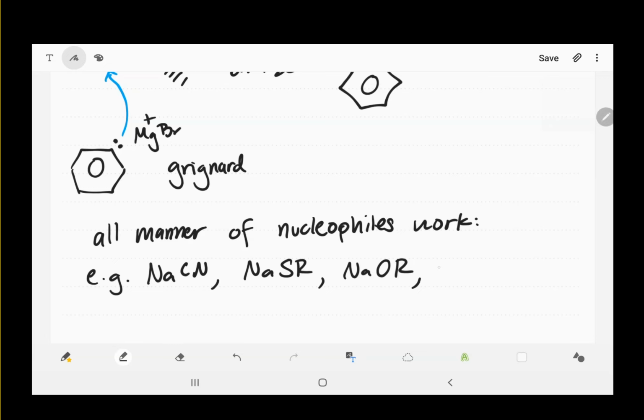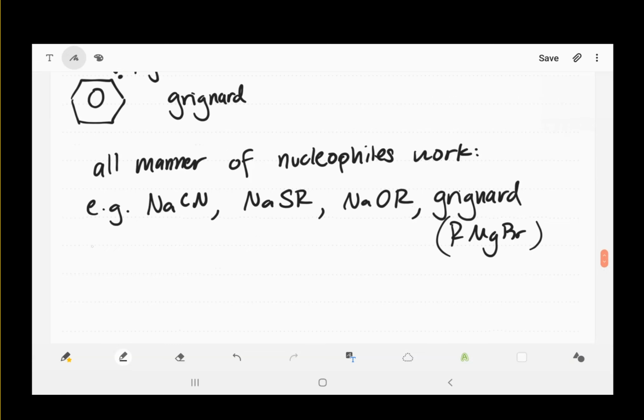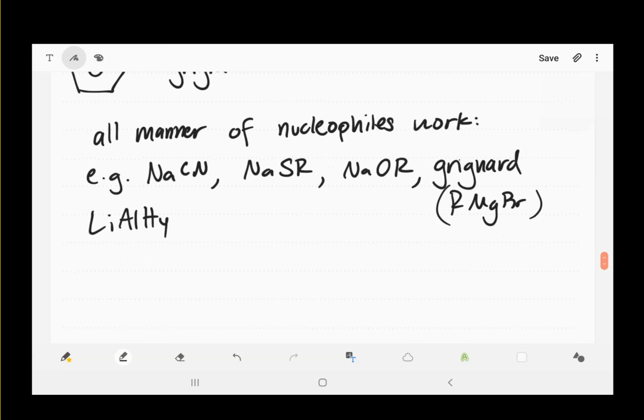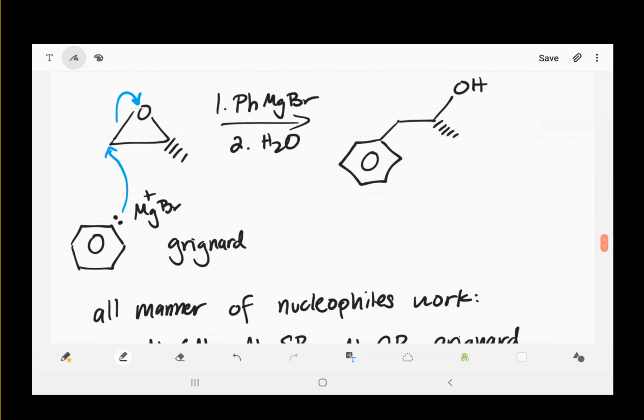You can have Grignard reagents, which would be something with magnesium and bromine, right? What else can we throw? We can throw out lithium aluminum hydride if we really wanted. Remember, that's just a hydride source. That is nucleophilic. So you can instead just pop open your thing with H-, just creating a single alcohol. It's not going to have any more functional groups on the other side.